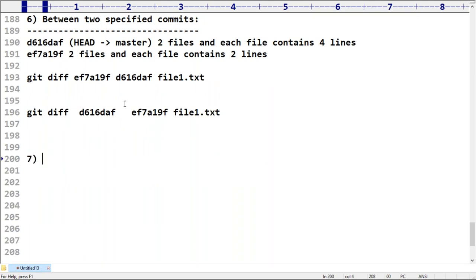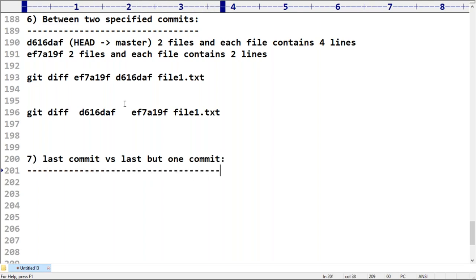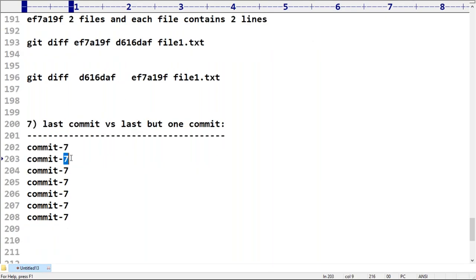Next, one more thing: to see the difference in the file content between the last commit versus the last but one commit. What is the meaning of this? Last commit versus last but one commit. Suppose assume that there are 7 commits. Commit 7, commit 6, and after that commit 5, 4, 3, 2, 1.